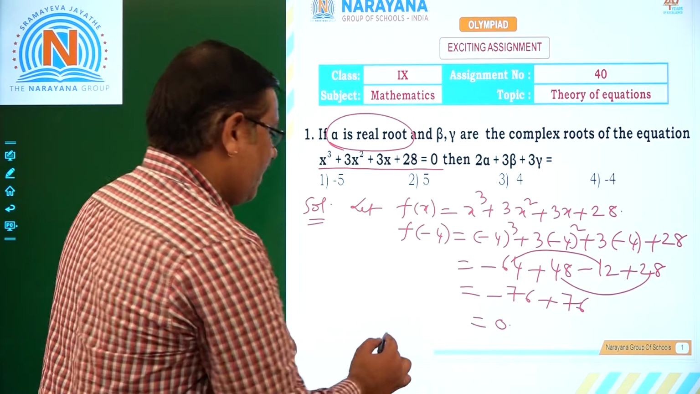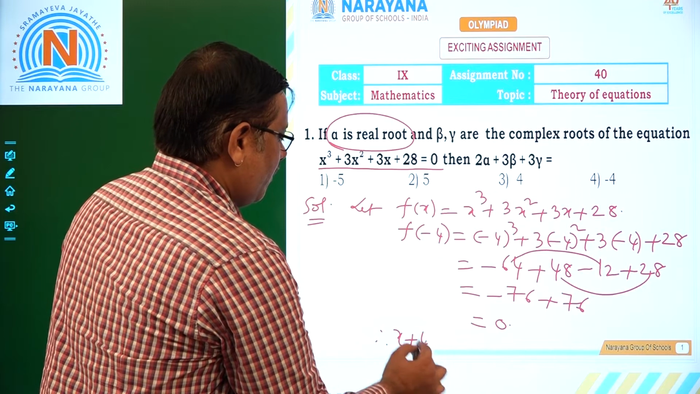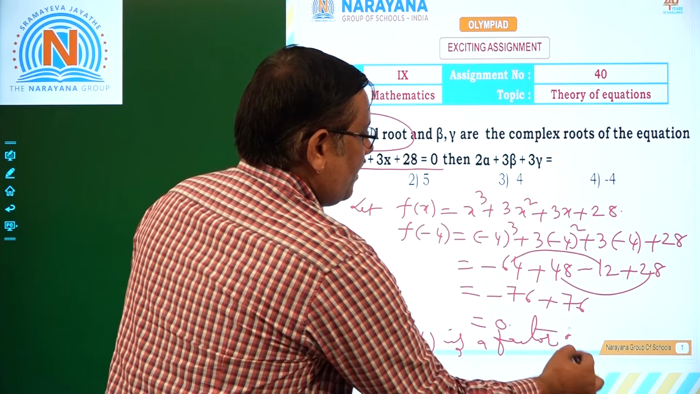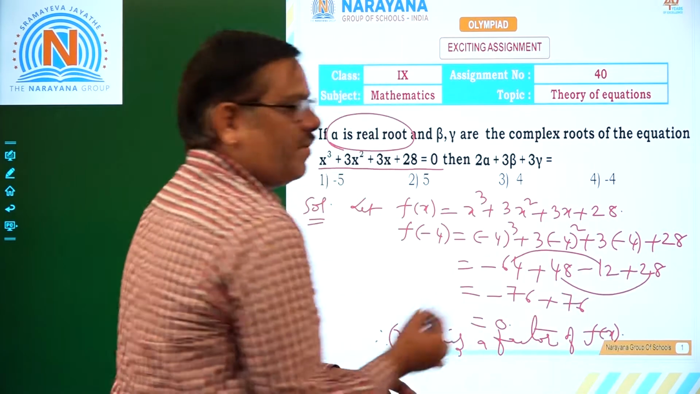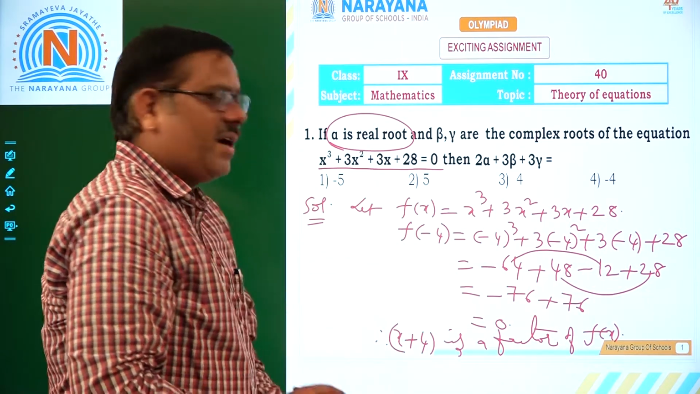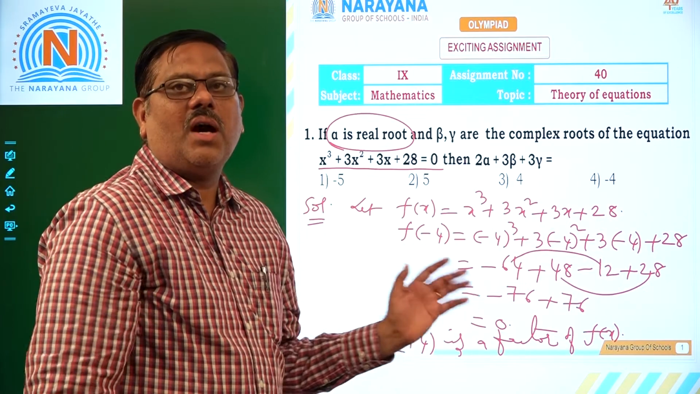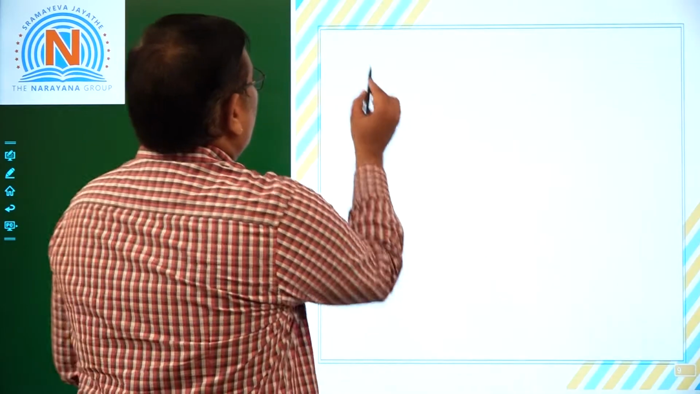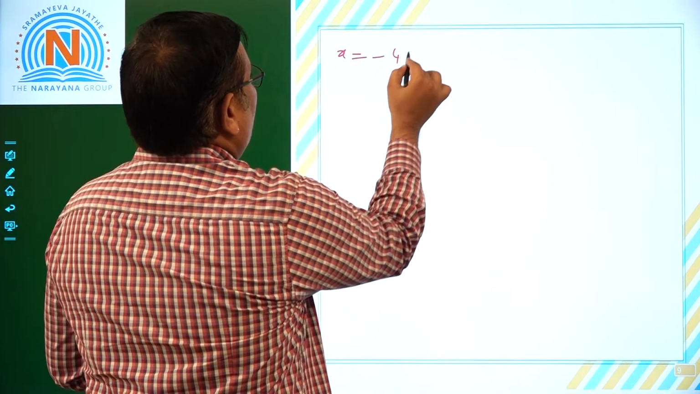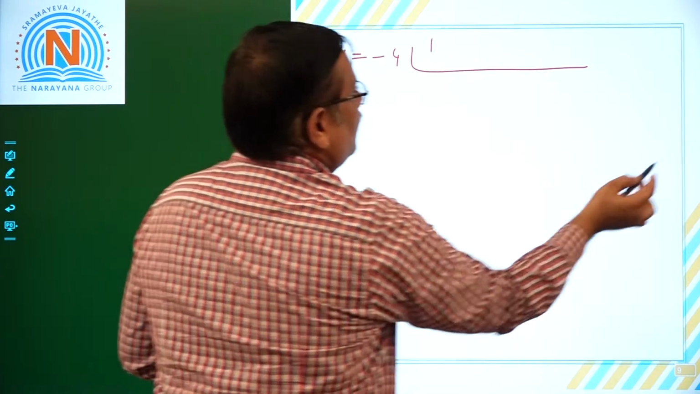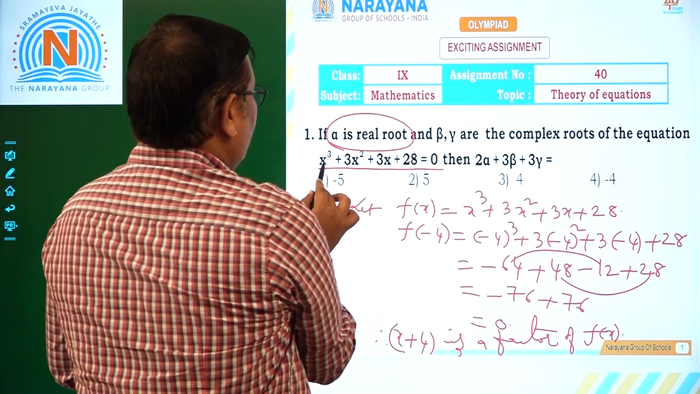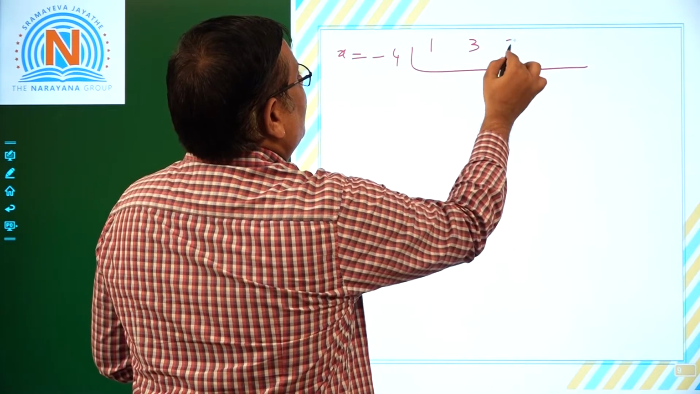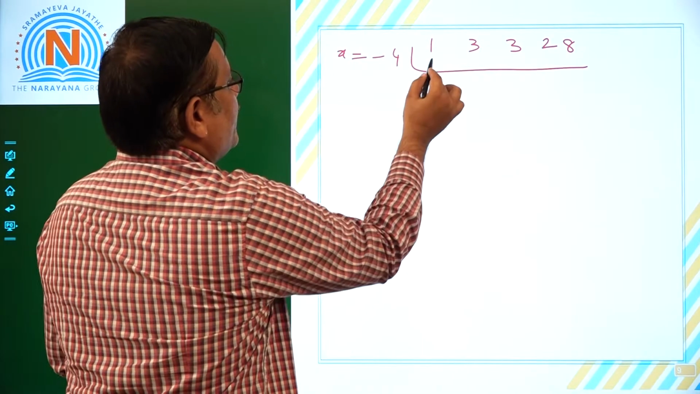So what is the meaning of it? Therefore, x plus 4 is a factor of f of x. To get other factors, what do we do? We go for Horner's synthetic division. Let us see that. So x is minus 4. Now take the coefficients, what are they? 1, 3, 3, 28. Let us take the first as 0.